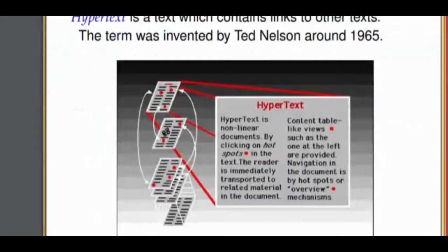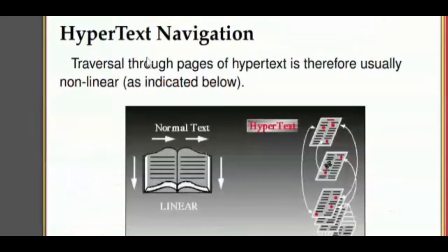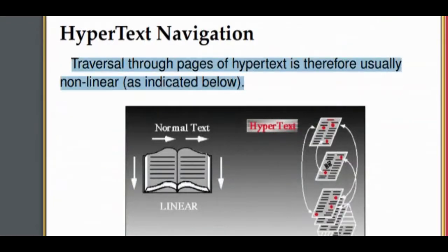Now, if you look into a particular website, you will find that in the text contents, there are links for other websites available or embedded. And that is the main property of hypertext, a text which contains links to other text. And via those links, hypertext navigation takes place. Traversal through pages of hypertext is therefore usually non-linear. Why non-linear? Because there is not any particular order available for the navigation among different pages.